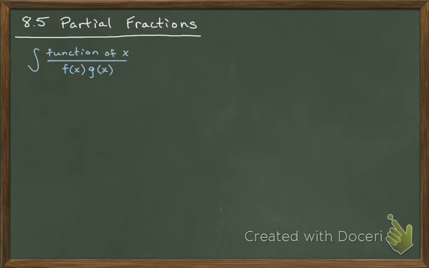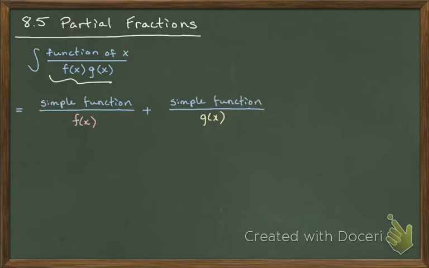We're going to look at how we integrate something of that shape as long as the function in the numerator has a smaller power than what's in the denominator. Let me give you some examples here. The way this is set up is basically so that we decompose this fraction, and we end up with a simple function divided by f of x plus another simple function, a different one, not necessarily the same, divided by g of x. Pretty much everything we do in this section is really just algebra. It's what we call partial fraction decomposition.